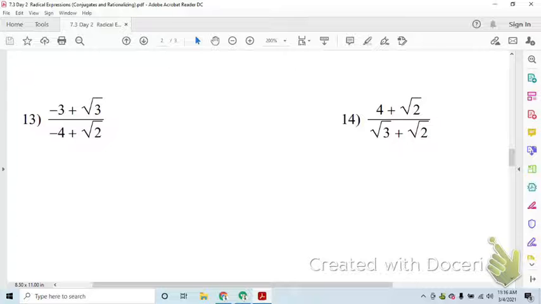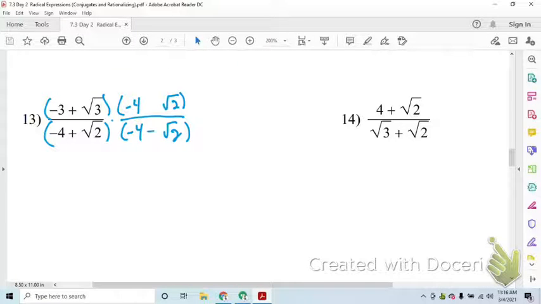Last but not least, number 13. The glorious number 13. We're going to multiply through by the conjugate of the denominator. Now the denominator, I'm going to call it negative 4 and negative 4, and has a root 2 and a root 2. But instead of putting a plus there, I'm going to put a minus. That'll be the conjugate. So let me work on the top first this time. So it'll be negative 3 times negative 4 minus root 2 plus root 3 times negative 4 minus root 2.